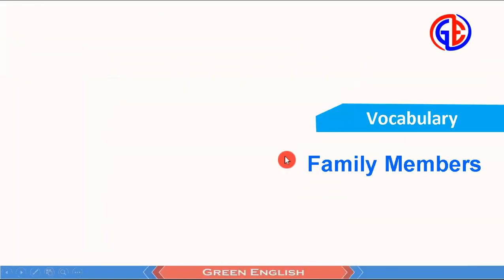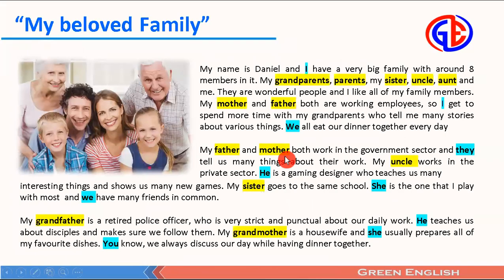And now we are going to have a vocabulary. We're going to learn some vocabulary about family members. Okay, so if you can see here, I'm picking up again the text, the reading that we have read before. So if you can see here, there are some words highlighted, yeah, in the yellow and in the blue, okay?